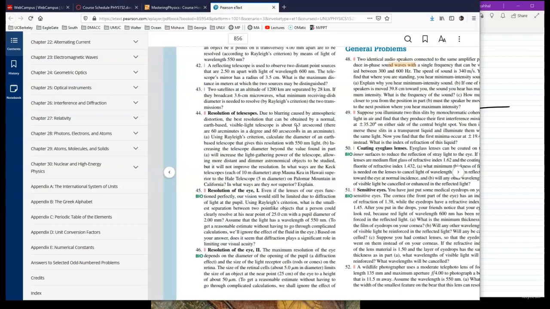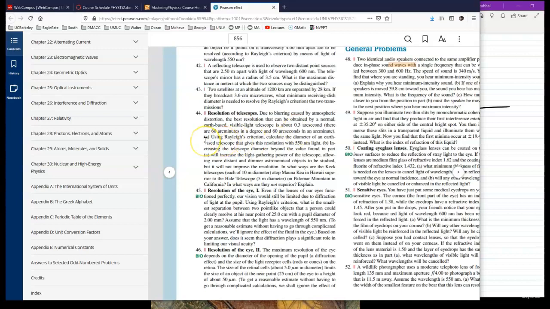The reason I chose this one is because it uses some kind of different units that some of you have never seen, so I wanted to help you with that. All right, it says, due to blurring, is that 44? Hold on, I want to make sure I do 44. Yeah, that's the one. It says resolution of telescope due to blurring caused by atmospheric distortion. The best resolution that can be obtained by a normal Earth-based visible light telescope is about 0.3 arc seconds. Okay, this is the minimum angle. This is a measure of an angle. I'll talk to you about it in a sec, but that's what it is. So we have an angle of 0.3 arc second.